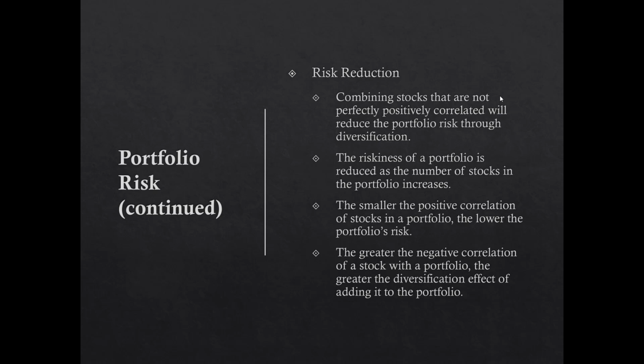The smaller the positive correlation of stocks in a portfolio, the lower the portfolio's risk. The greater the negative correlation, so stocks that go up while other stocks go down at the same time, the greater the diversification effect of adding it to your portfolio.